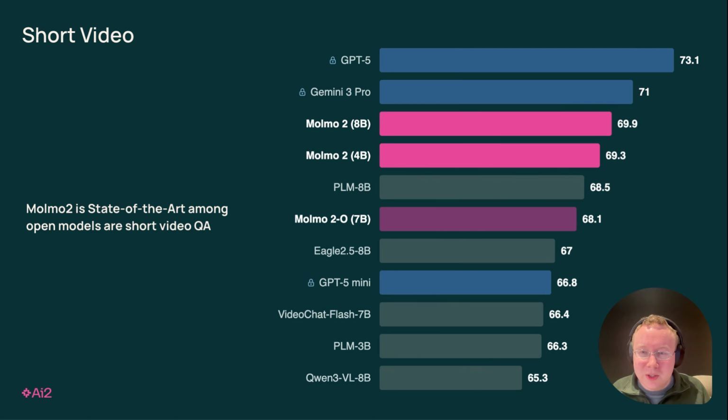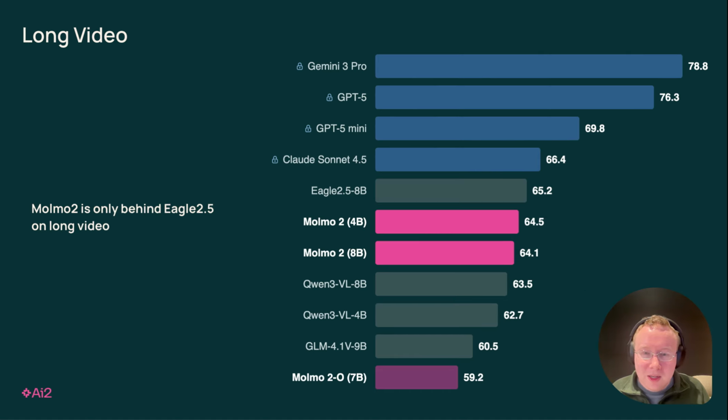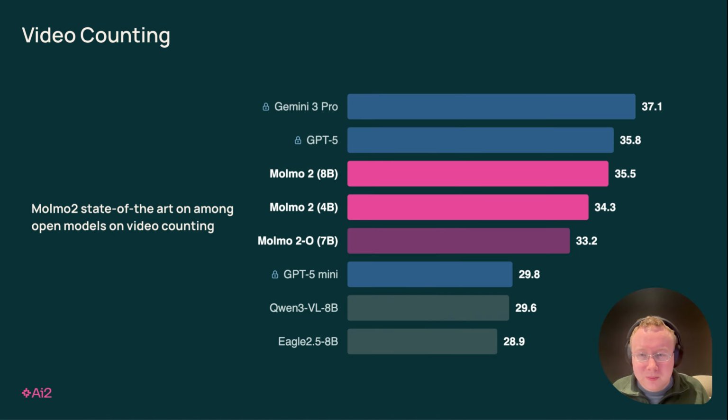So we evaluate this on short video. On short video, this is an average of 6 short video benchmarks. And here we're ahead of other open source models and even open weight models, but then a bit behind some of the best proprietary models. On long video, we're ahead of most open weight models, but behind Eagle 2.5, which had a big long video focus. And then here we see proprietary models are well ahead.